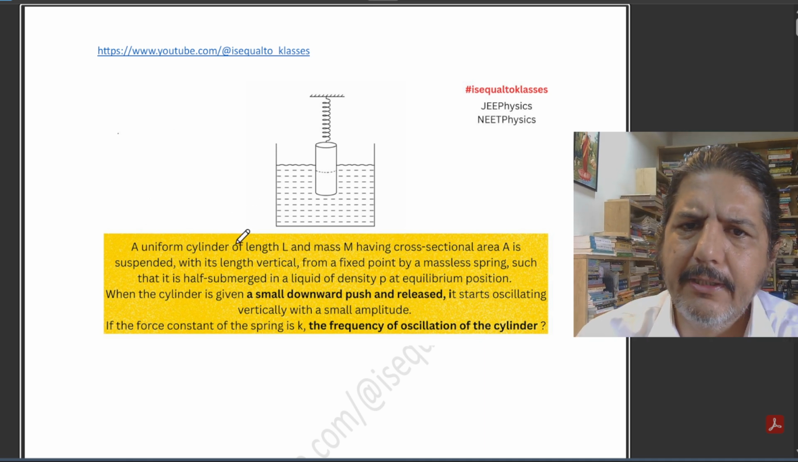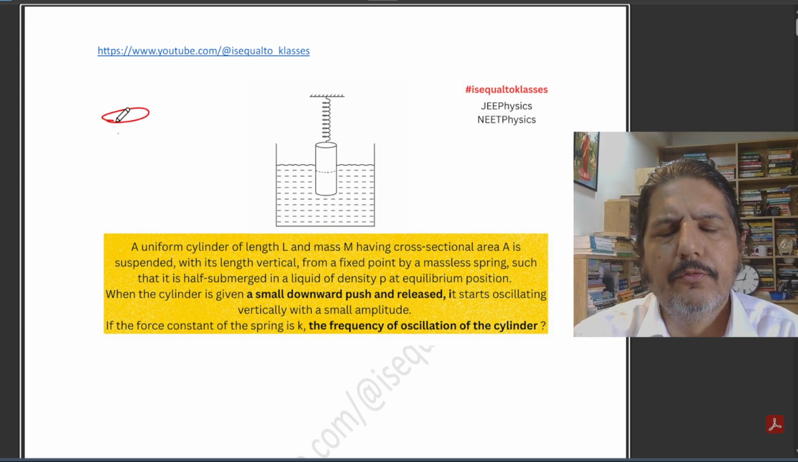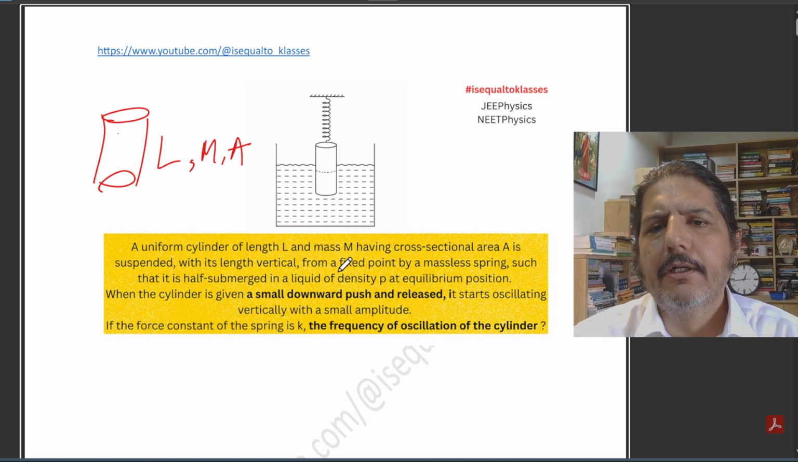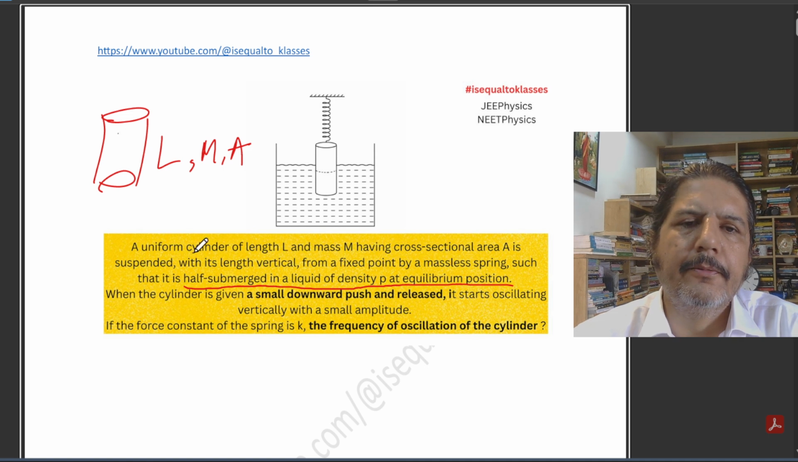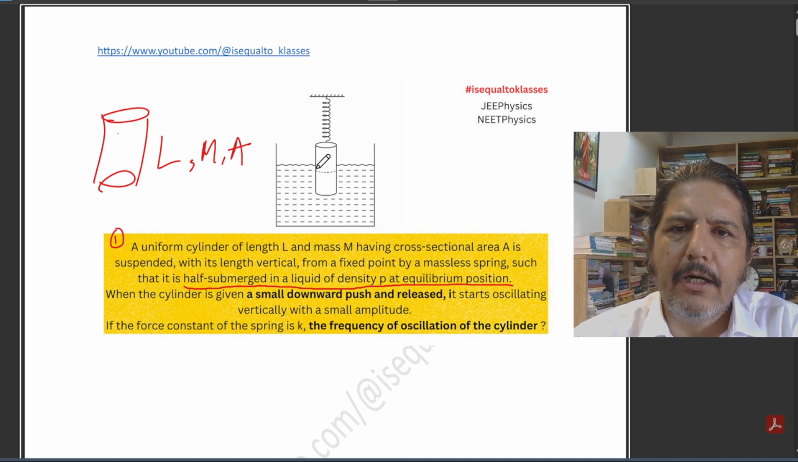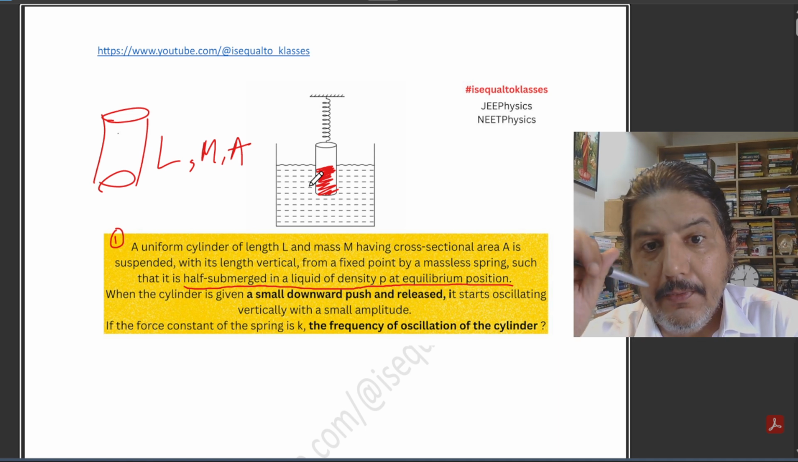A uniform cylinder of length L and mass M having cross-sectional area A. So we have a uniform cylinder which has a length L and a mass M, and the cross-sectional area is A. It is suspended with its length vertical from a fixed point by a massless spring such that it is half submerged in a liquid of density rho at equilibrium position. So this is the first line. It is half submerged in the liquid.